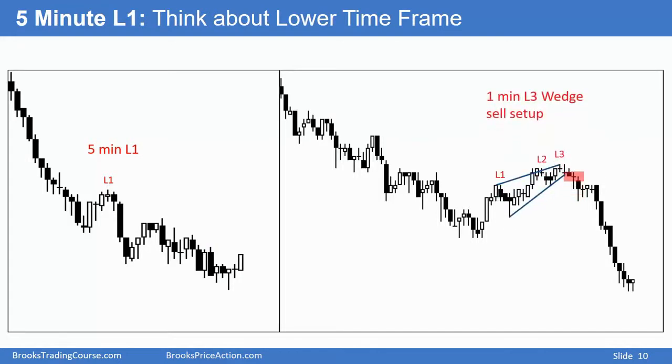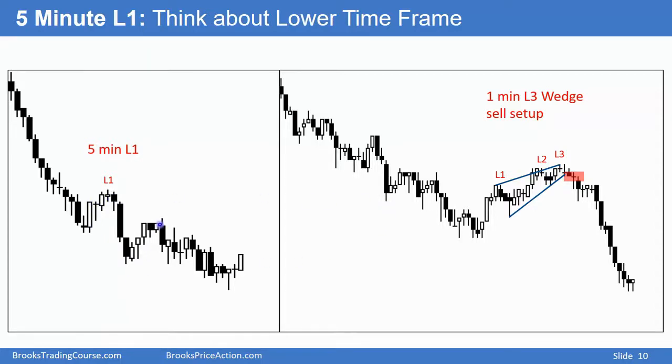You can also think about lower time frames as well. Here we have a 5-minute chart and a low 1 sell. It worked. But on a smaller time frame chart, it's probably a complex pullback. You can see this tail down here. So we went up on this bar, and then on this bar, the doji bar, we went down and up, and we have another doji bar here, so probably down and up there as well.